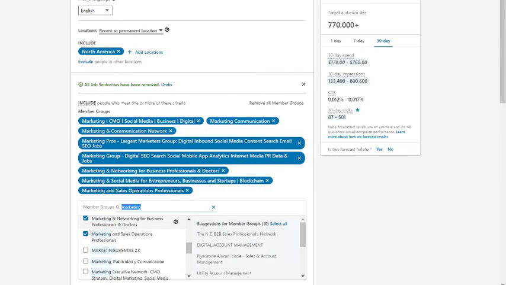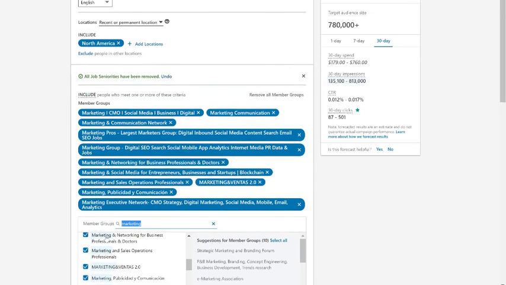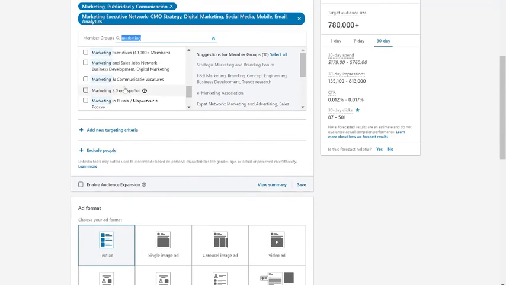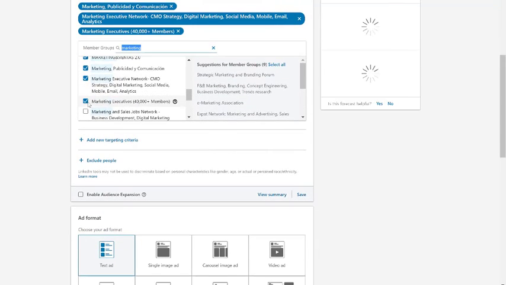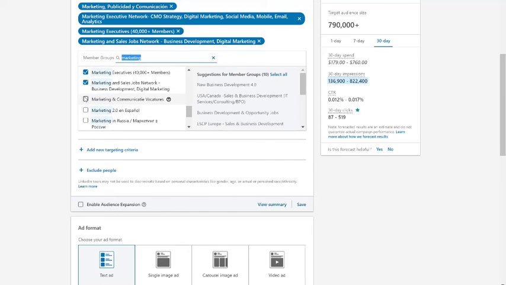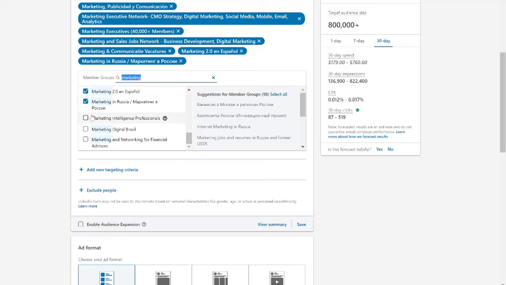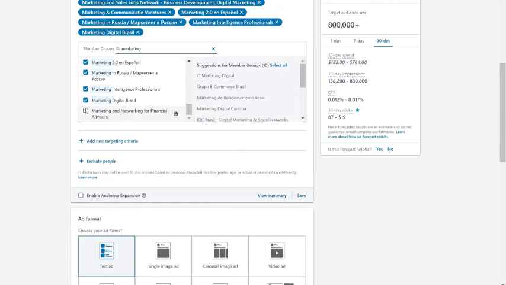And I wish there was an easier way to do this where you could select multiples at a time. You can have up to 200 of any type of targeting method in here. So if you really want to go nuts, you could add 200 different groups. These don't tell you how many people are in them or if they're active. So you're just pretty much going off of, if they're a member of a group with marketing in the name, chances are they're a marketer.